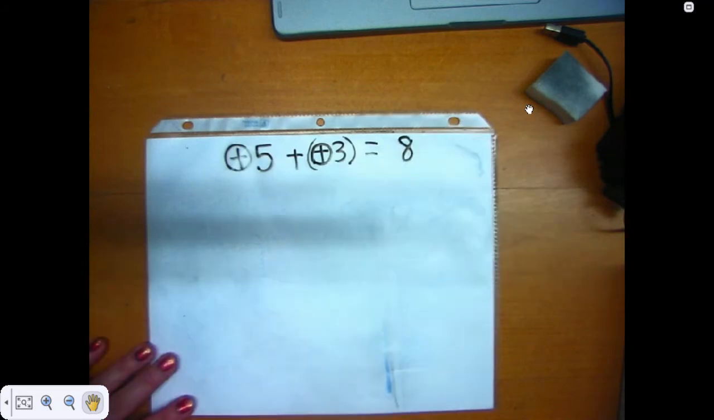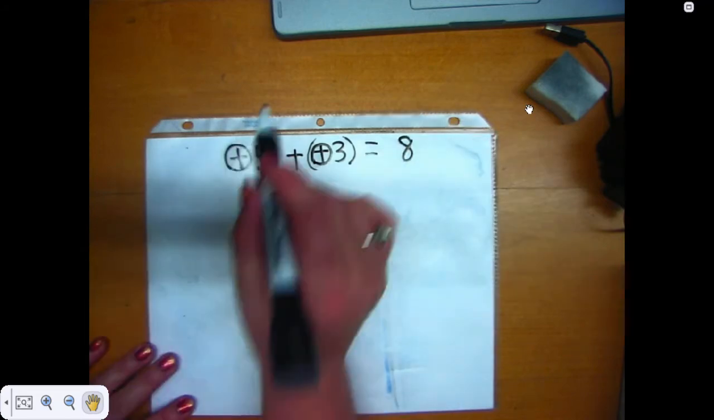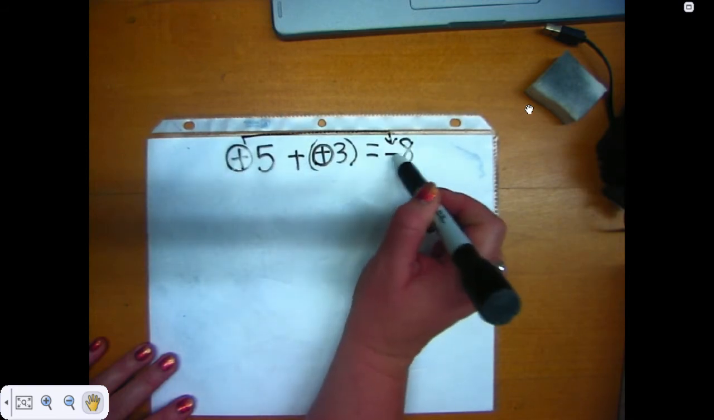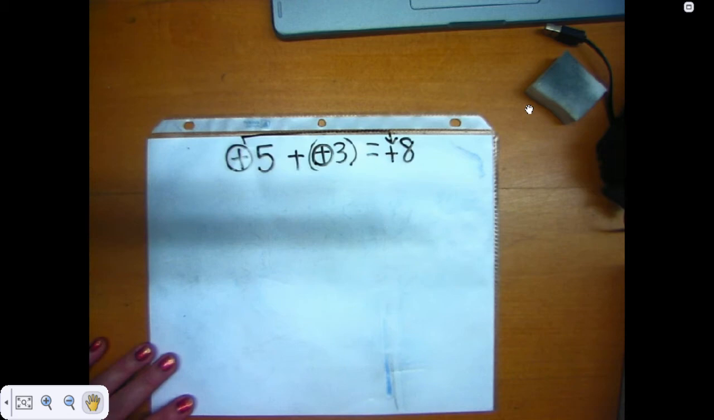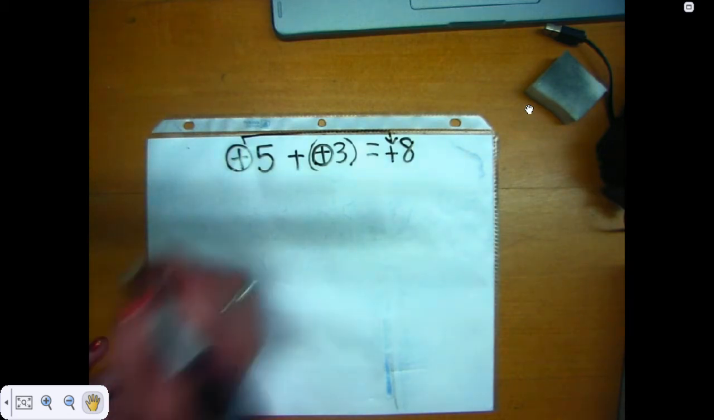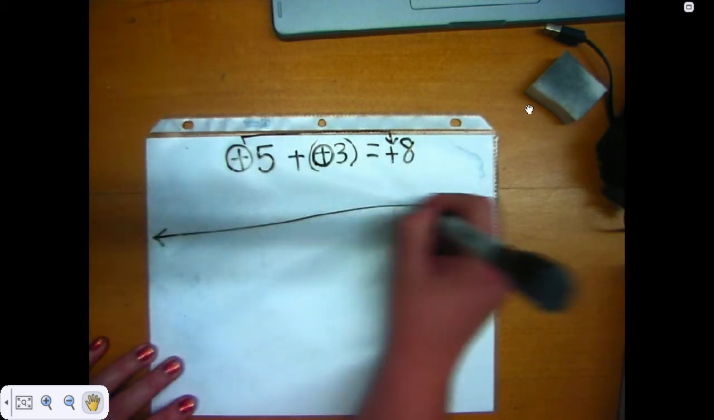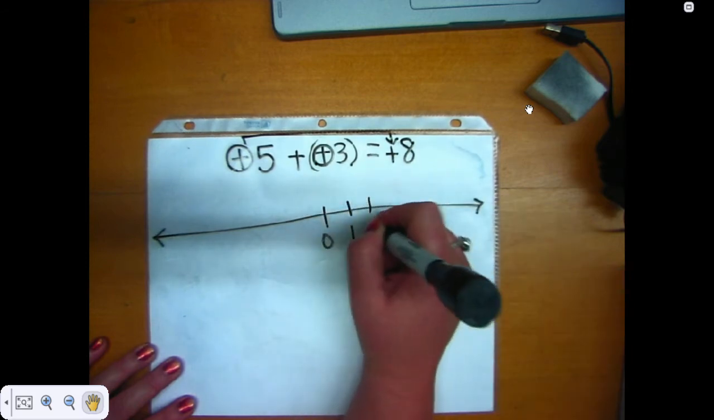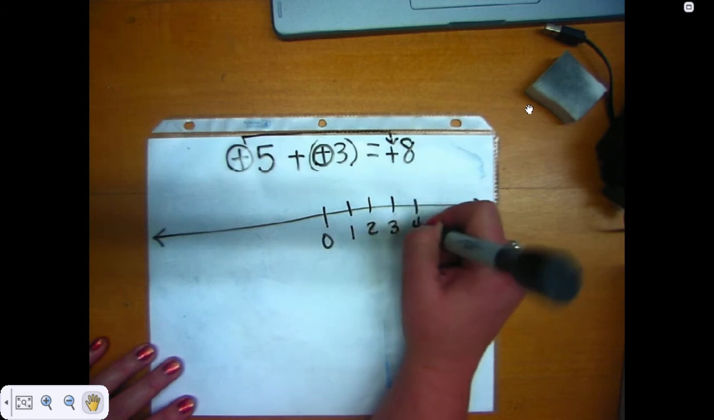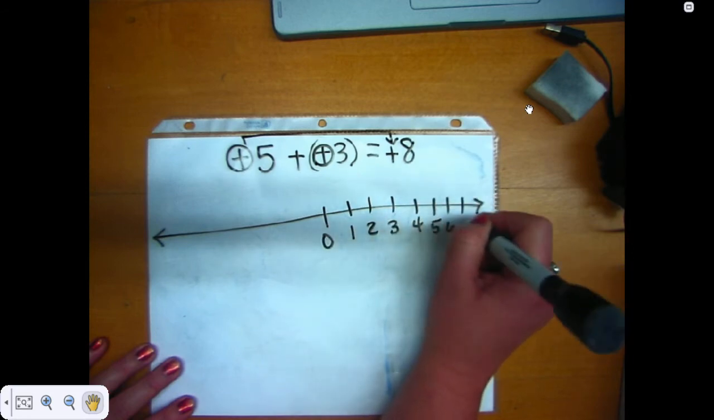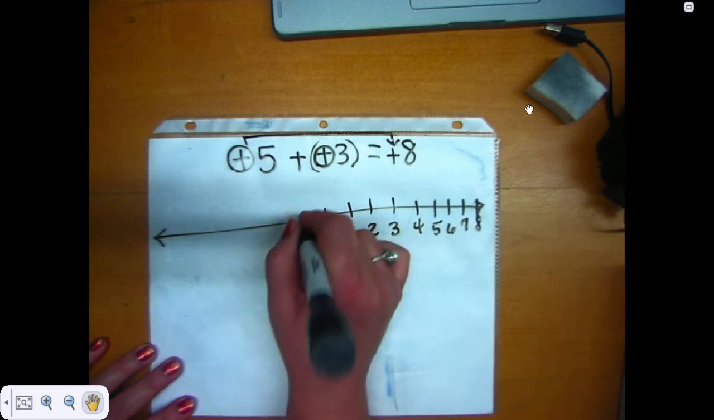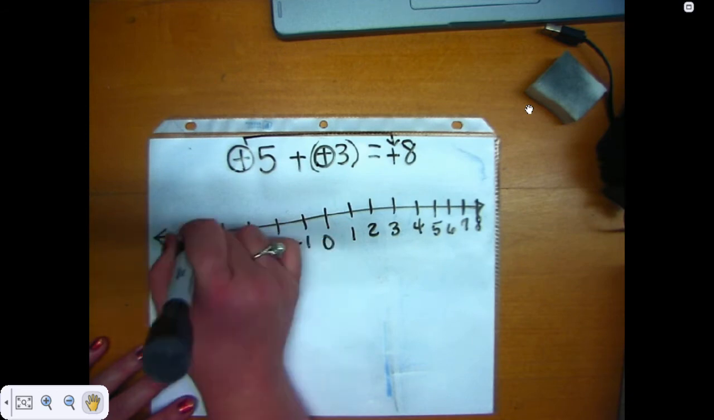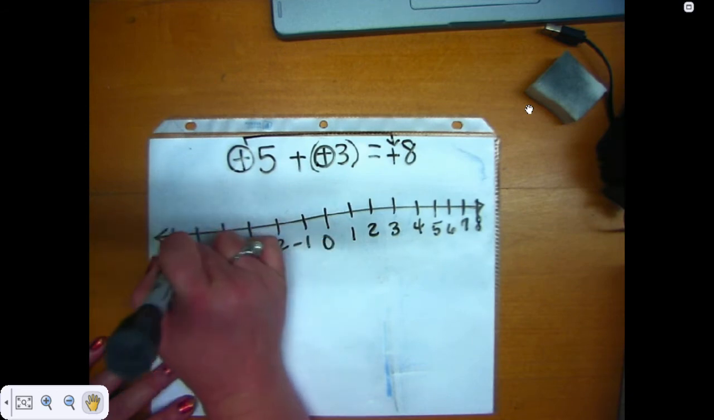And then I will keep the sign of the number with the largest absolute value, which is this one. So I'm going to keep that positive sign. Now, how would I represent this on a number line? On a number line, you always start with 0, and you need numbers going in both directions. And we know that a number line keeps going and going and going.